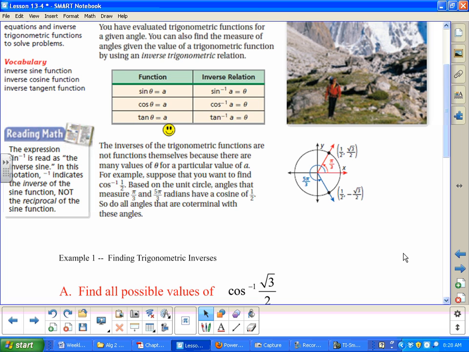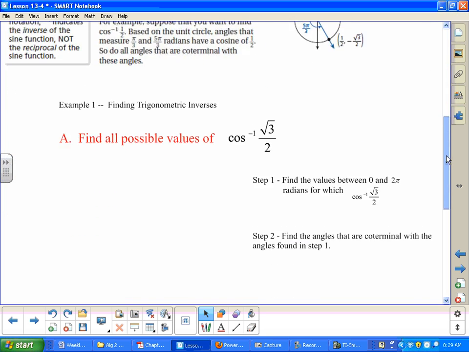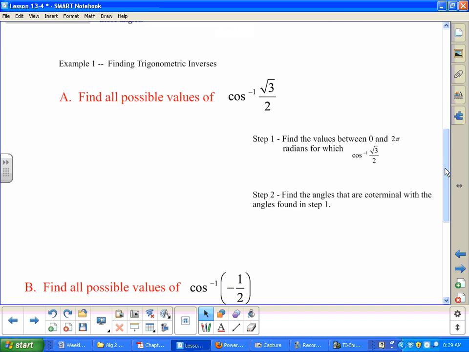So what we're going to do is look at two different things. We're going to look at finding all possible values where it's true, and then we're going to look at the actual function for the inverses. And so we're going to do some restrictions. So make sure you have your unit circle out. Like I said, you're always going to need to have that out.